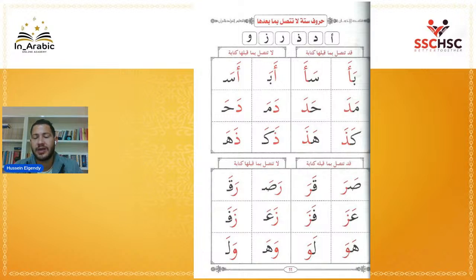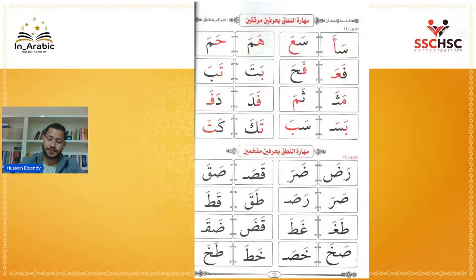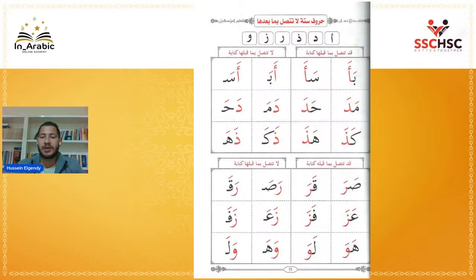Let's see. In the first line, on the right side, we have these 6 letters when they are connected with what comes before them. So we have the letter alif connected to the letter ba in the first word, which is ba'a. Then sa'a. Here it's connected, but it's connected to the letter that's coming before. In ba'a and sa'a, we have alif, which is connected to the letter before, ba.